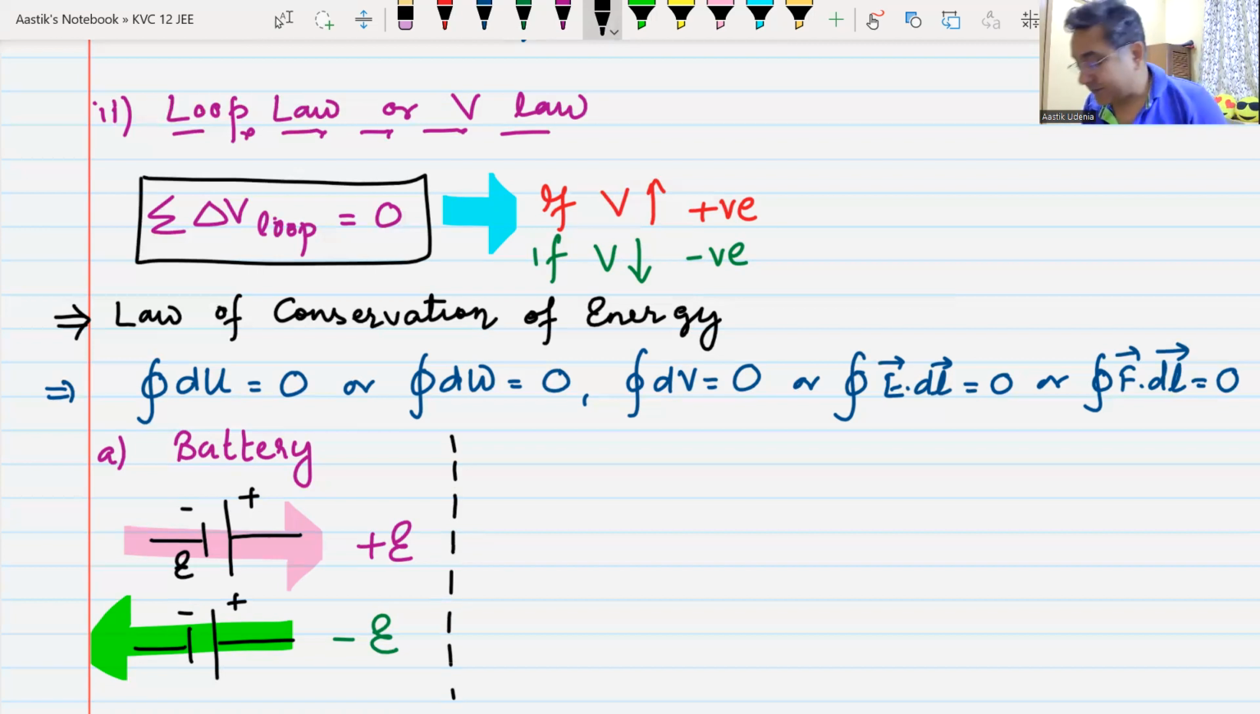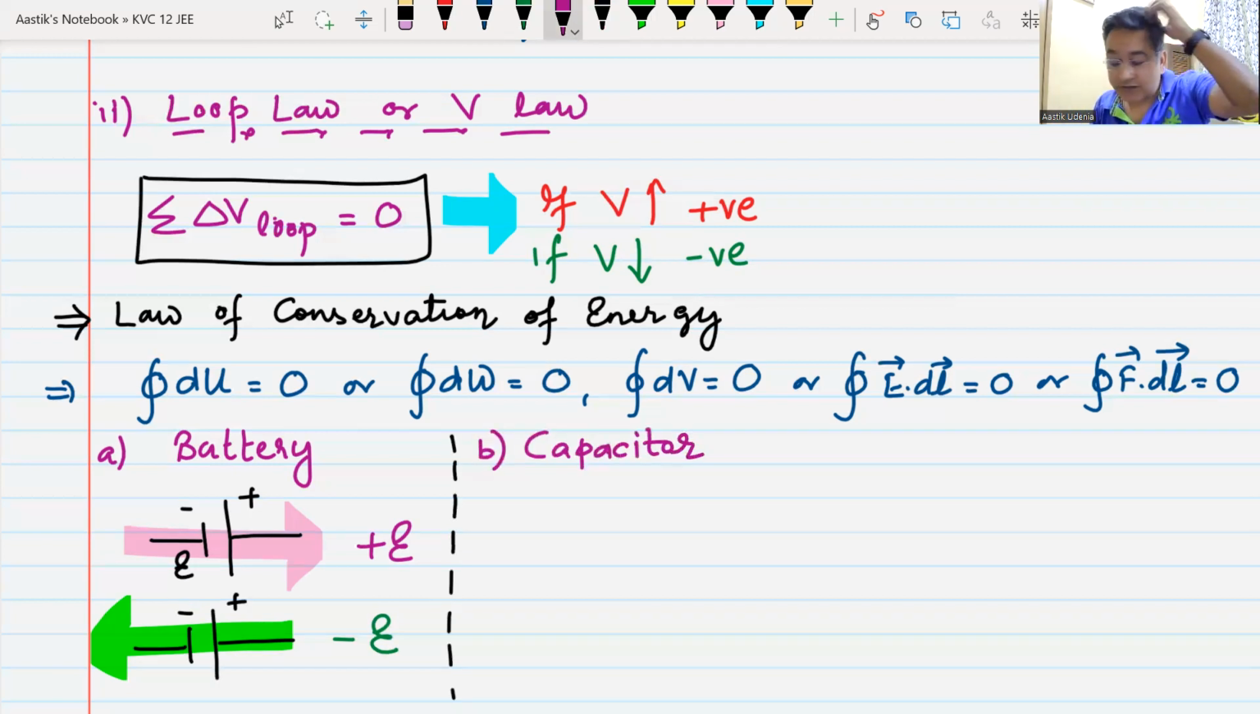That is the first element that will come. That will be the battery. What is the second element that is going to come? Our new friend, capacitor. Now our new friend capacitor will come. Now capacitor also has a positive plate and a negative plate.